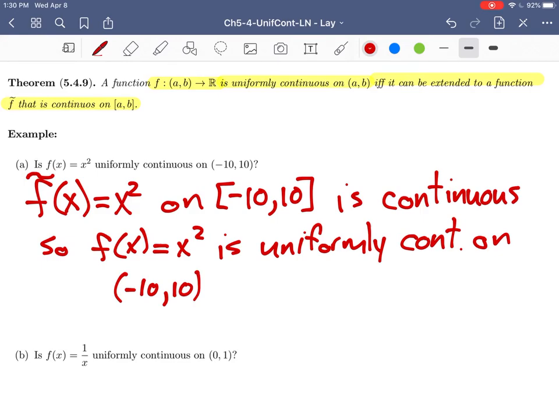Now some of you might have a couple questions and say, I watched the last video and didn't we say that f of x equals x squared is not uniformly continuous? And I would say, yes, we said that it was not uniformly continuous on all reals, but if we make the restriction for that domain, if we restrict that domain to be the open interval from -10 to 10, then we do actually get the uniform continuity.